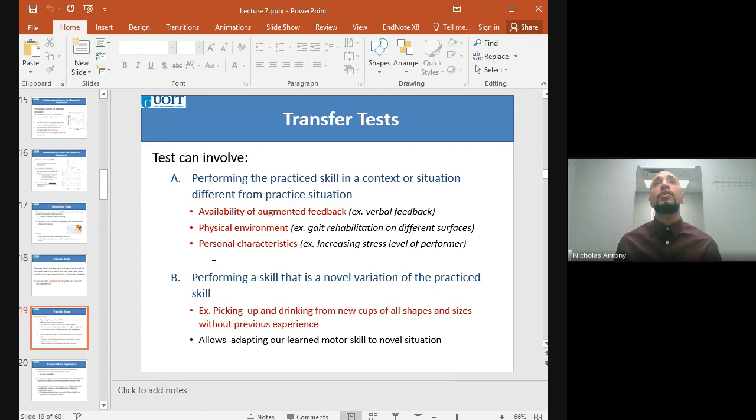The other thing that you could do is you can remove feedback. Augmented feedback is feedback that you're provided that is outside of what you can normally perceive. So like coach's advice, a mirror showing you how you're moving, or training wheels, right? Training wheels is augmented feedback because you feel the bike sway back and forth, and it stops you, right? So it's letting you know the limits of when you can lean. So the transfer test would be removing any of that feedback and seeing how well they perform.